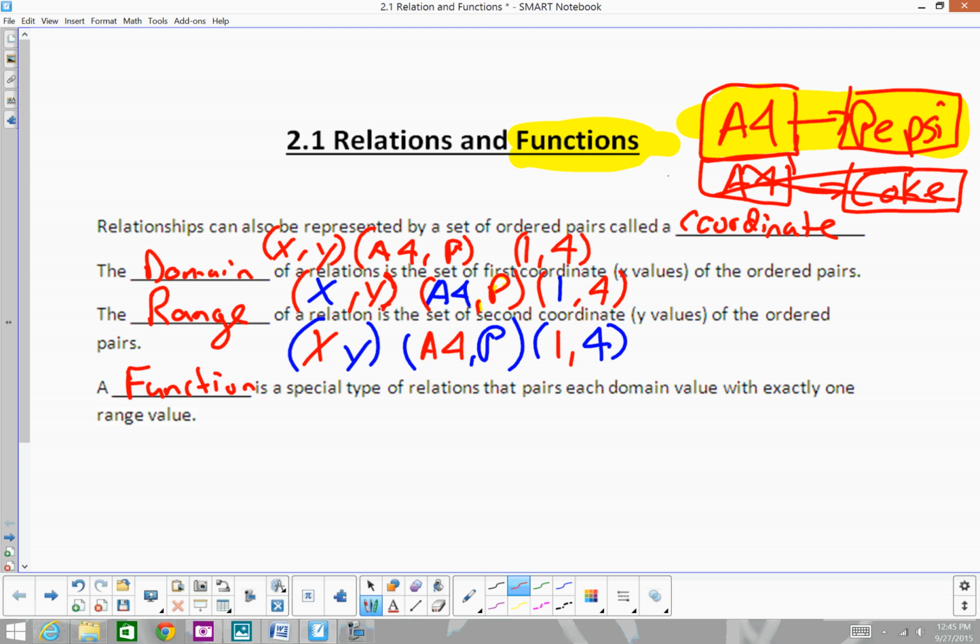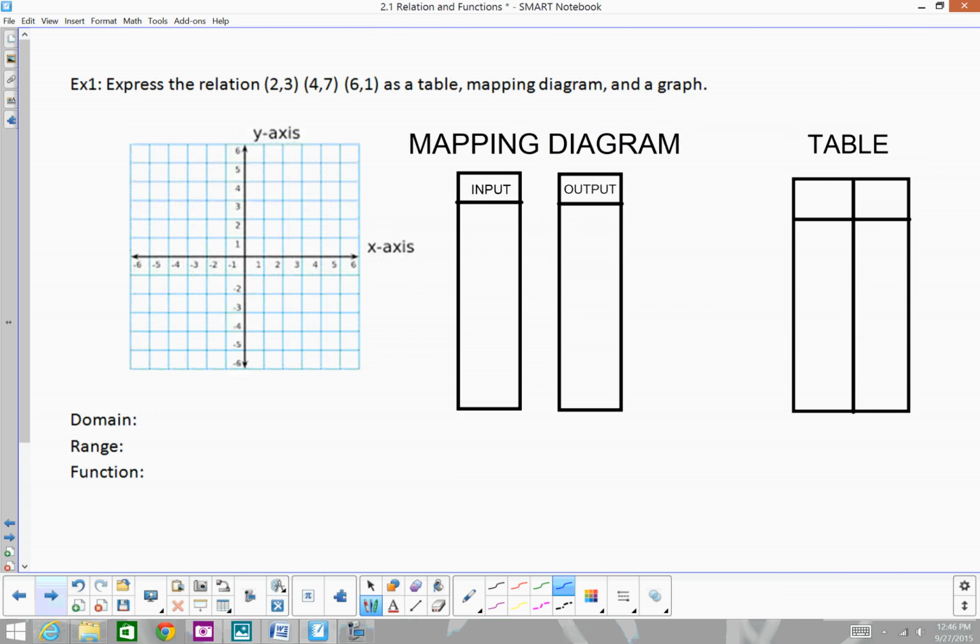Lastly, a function is a special type of relation that pairs each domain value with exactly one range value. I'll get into that in a few moments, but understand that every time I plug in A4, it's only going to output a Pepsi. It cannot output a Coke because then it would not be a function. So let's get into some mathematical data to distinguish whether something represents a function or not. We're going to do it 3 different ways.